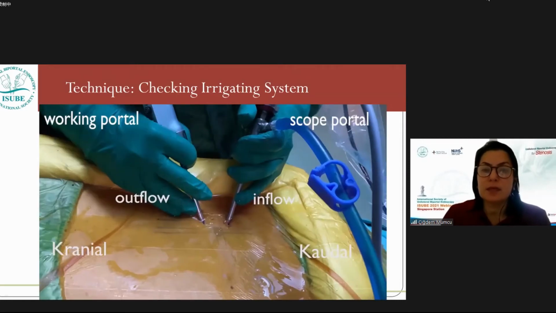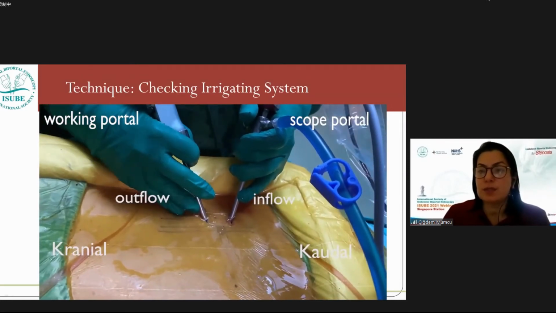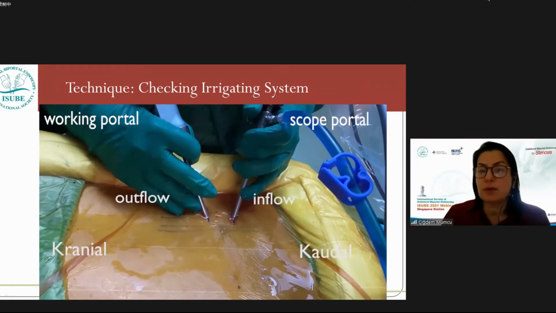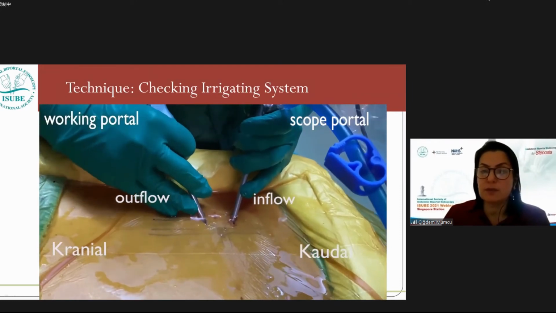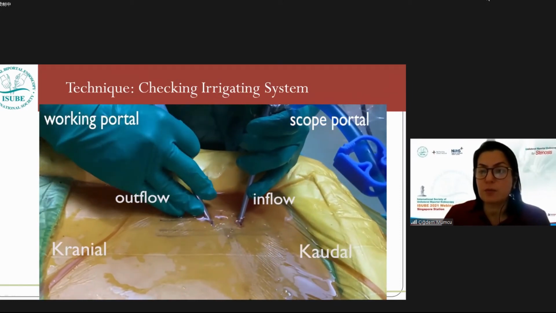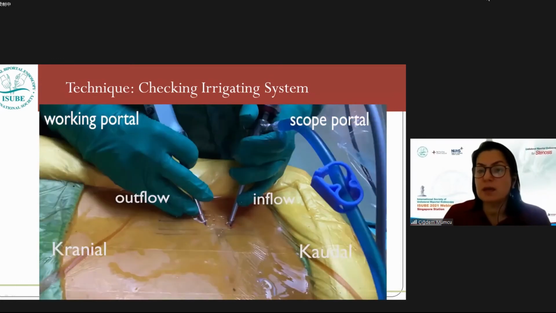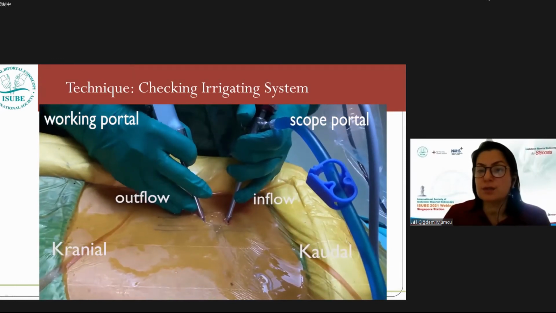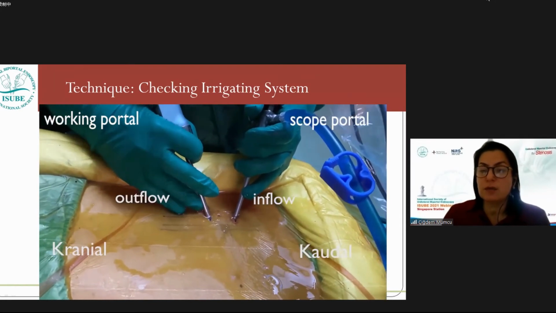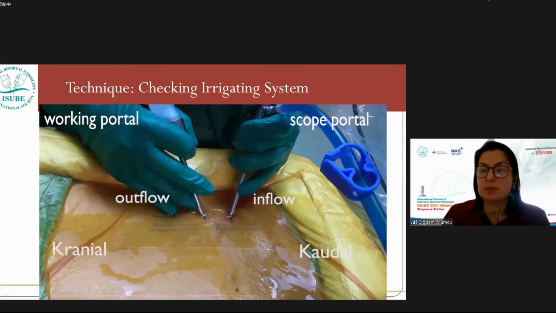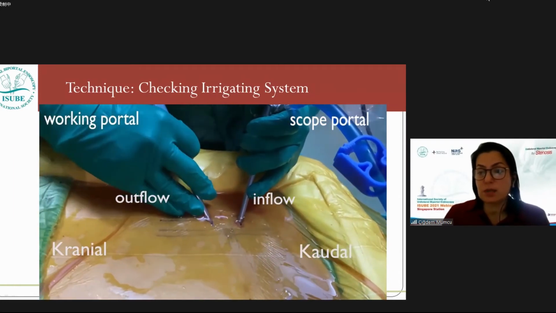Irrigating system applies water flow continuously, so to control inflow and outflow is crucial. We should keep the pressure between 30 and 50 millimeters of mercury for patient safety. Controlled continuous outflow can make an optimal hydrostatic pressure. If outflow isn't proper, epidural pressure will increase and lead to some CNS complications. Good outflow gets a clear view. Moreover, we can check the bleeding.